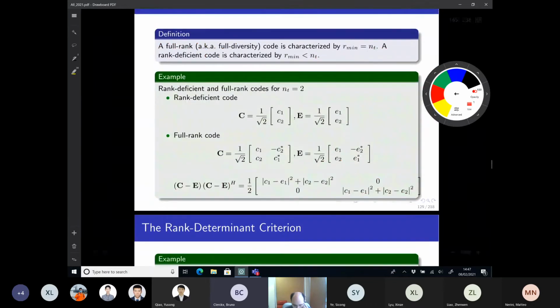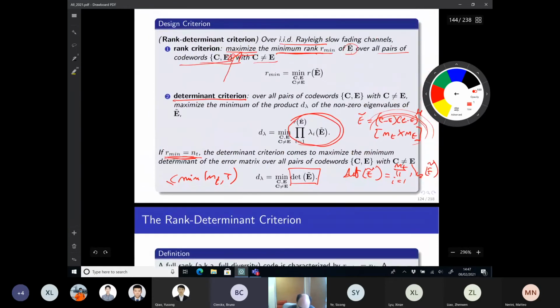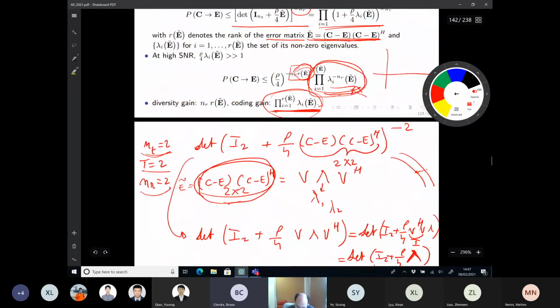Okay, so let me give you an example so that you understand how it works. So let's go back. Let's take NT equal to 2. And I give you 2 examples. The first one, which is a full rank code, is also called full diversity. Full diversity, you understand why? Because if it's full rank, if the minimum rank is equal to NT, right? You know from here, right?